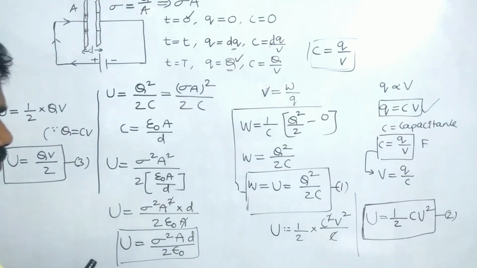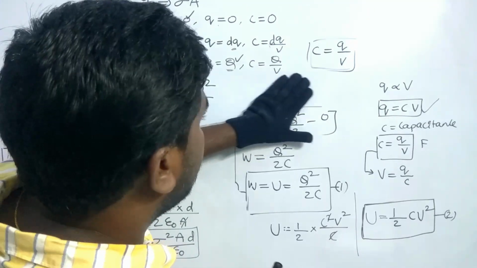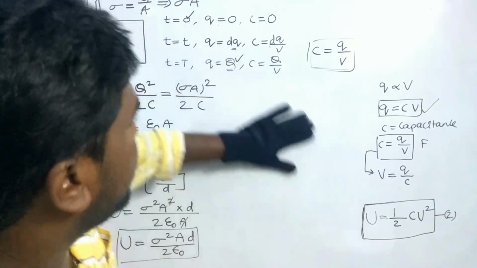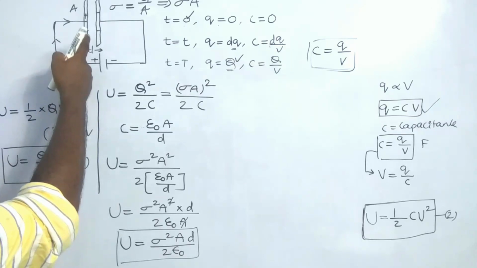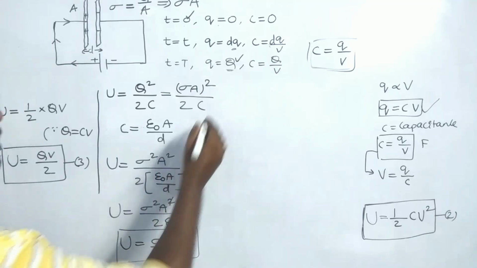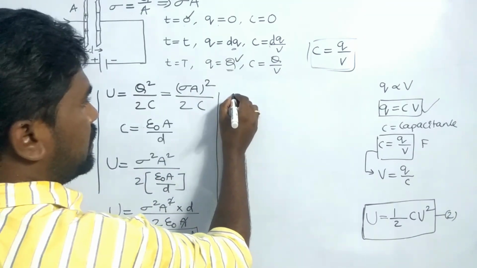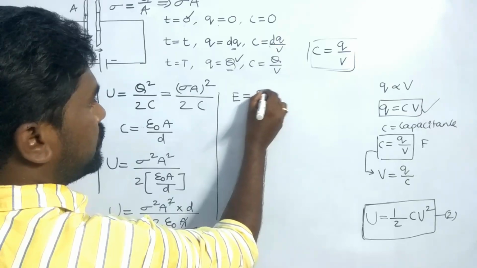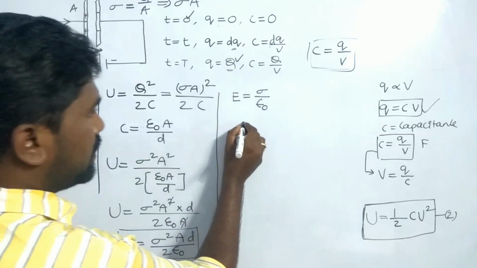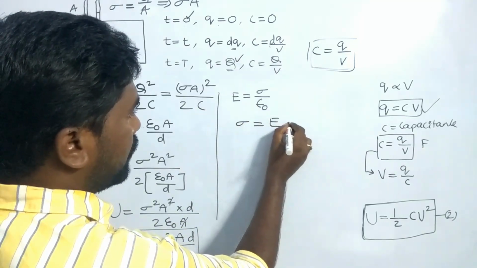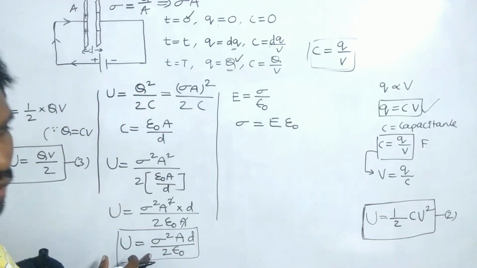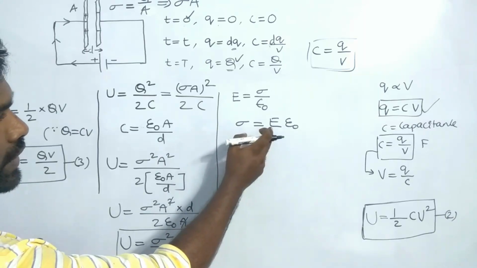And now this sigma will be written using the relation with the intensity of the electric field. The intensity of the electric field between the two plates, in the inner region of the two plates, we already wrote in yesterday's class. We derived that in the inner region E is equal to sigma by epsilon naught. From this you can write that sigma is equal to E into epsilon naught, so sigma is replaced by E into epsilon naught.